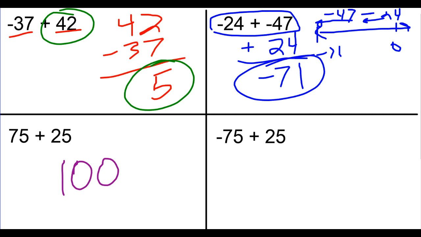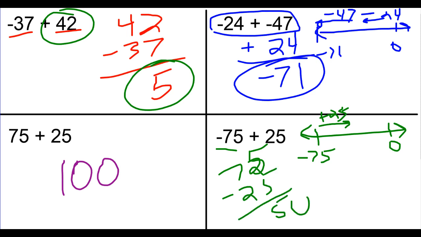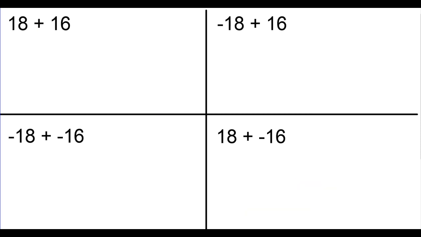For this bottom one, though, now we have a negative 75 plus 25. So here's 0. Here's our negative 75 we're going to start with, and we're going to move back towards 0. And since our sum, the distance from 0, is going to be closer than 75, we're going to subtract out their absolute values. That should be 75 minus 25 to get 50. We're going to stay negative because 25 isn't enough to go all the way back to 0. So our sum is negative 50. Go ahead, pause the video, and work on these 4 problems, and then come back when you're ready to move on.